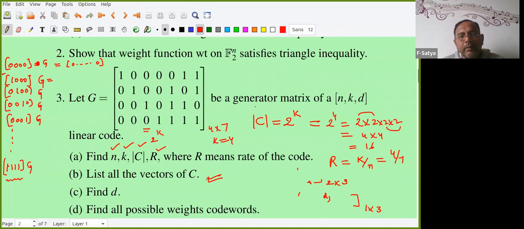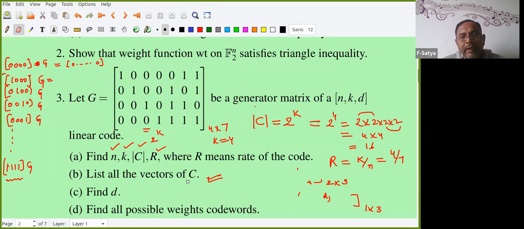Total, how many vectors are there? 16 vectors are there, each of length 7. If you multiply 100, I'll get the first row. So C contains 4 rows and more than that. So it is a linear code. Now the generator matrix is given.